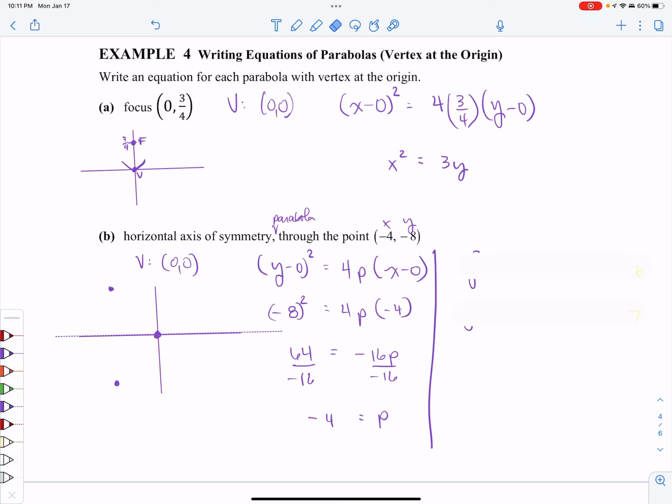So then this gives me the information I need to be able to write my equation. So notice that I've cleaned some things up. I didn't write y minus 0 squared. I just wrote y squared is equal to 4 times my p-value times x minus 0. Again, I don't need that minus 0 part. Clean up the 4 times p, and you have y squared equals -16x.